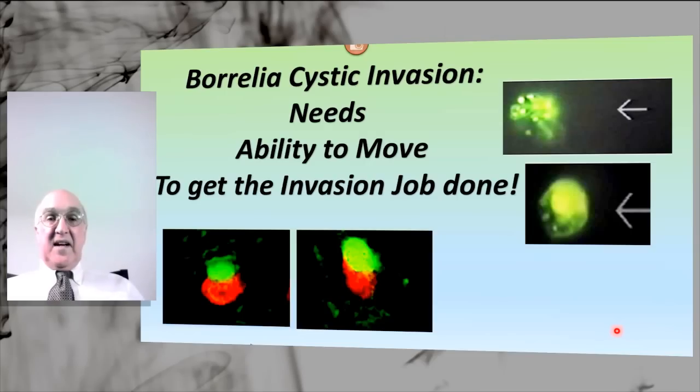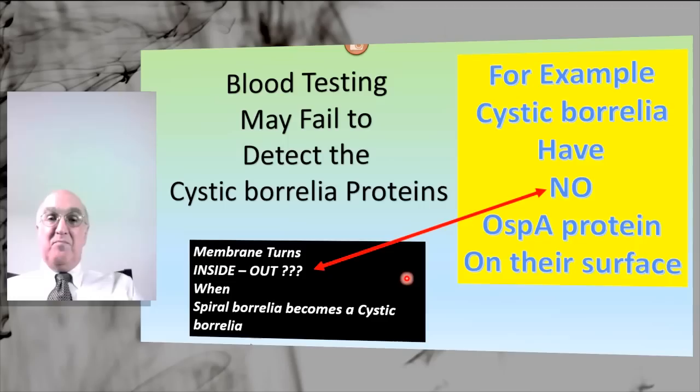In order to invade, I think a cystic form must have the ability to move to get the invasion job done. This will not move further into the cell unless there is some sort of an outboard motor or a propeller or a flagellae that's moving it inside the cell that it's attacking. This one hasn't gone very far, but it's headed this way, into the cell.